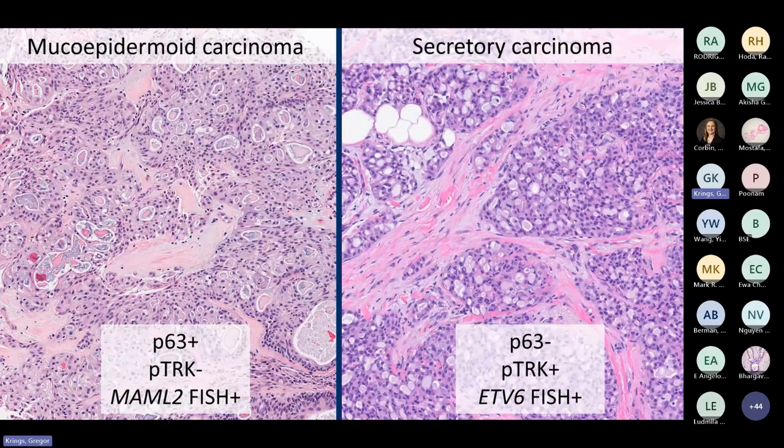Some mucoepidermoid carcinomas, again, will mimic other salivary gland-like tumors. Here, this one mimics secretory carcinoma due to the very prominent microcystic growth pattern and extracellular secretions. But again, immunohistochemistry can relatively easily distinguish these lesions.